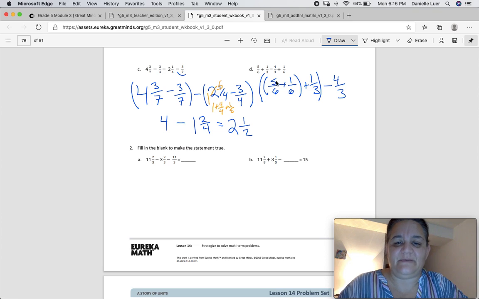So let's add this up. 5/6 plus 1/6 equals 6/6. 6/6 equals 1. Then add my 1/3, 1 1/3. Now I can just subtract 4/3.